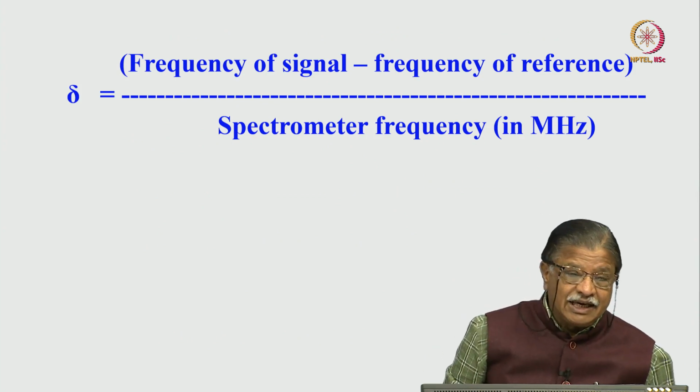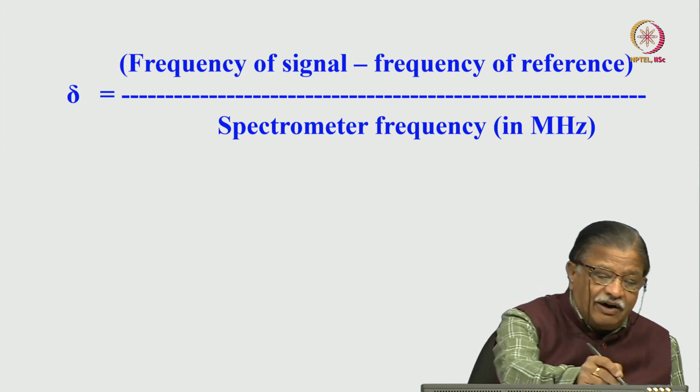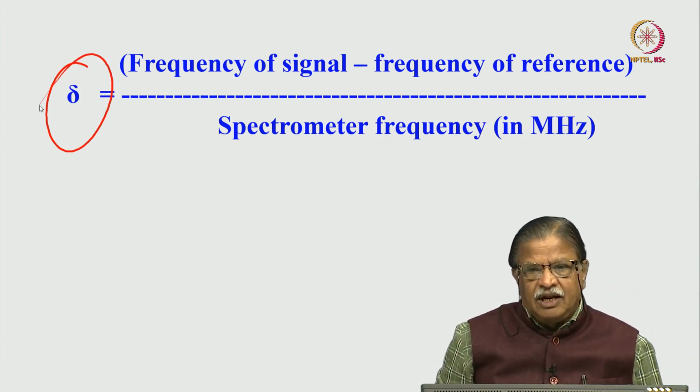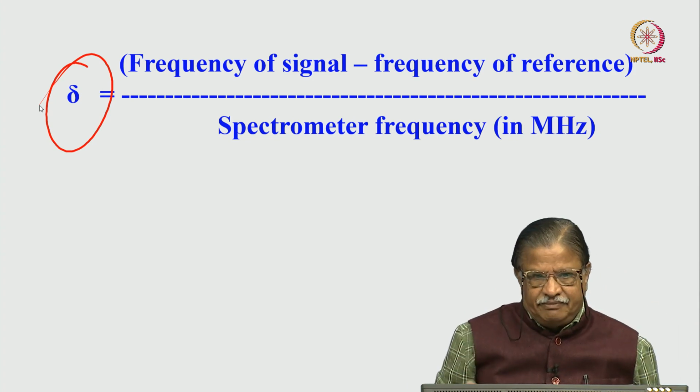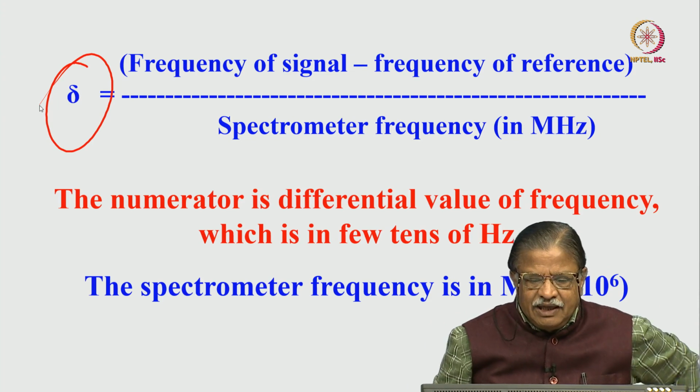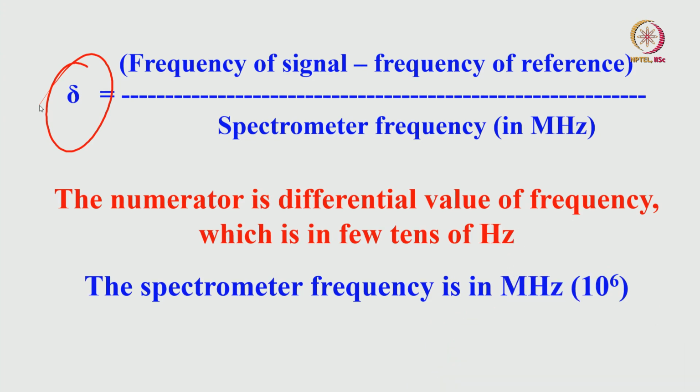Then we measure the chemical shift. The chemical shift is always expressed in what is called the delta scale. It is also called parts per million. Okay, parts per million, it is a delta scale. Now look at this one. How do you measure the chemical shift with respect to the reference?